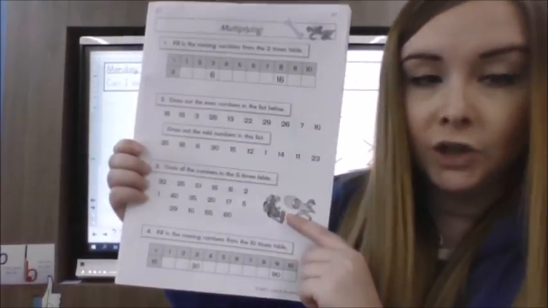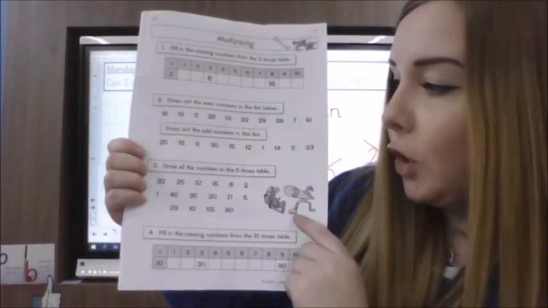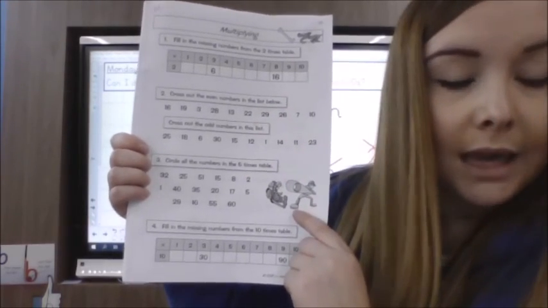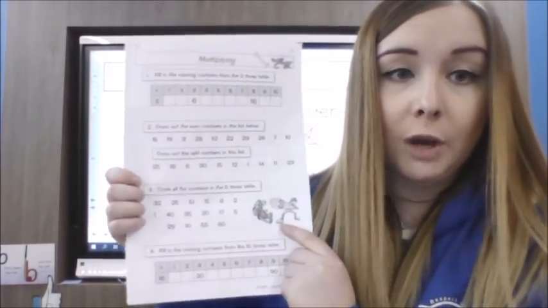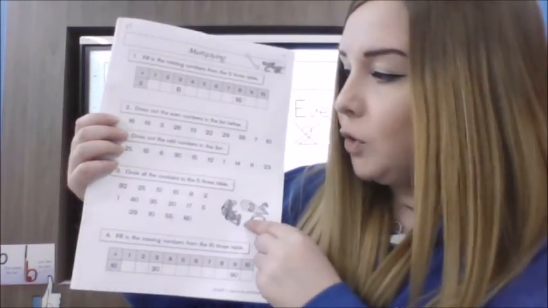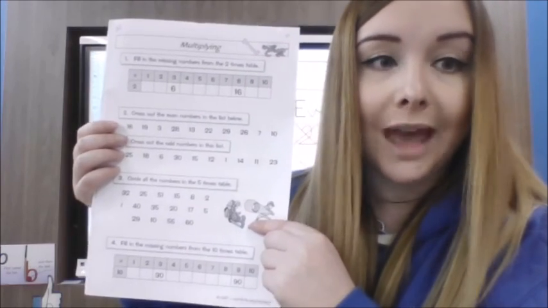Okay, and this final question then is asking you to circle all the numbers in the 5 times tables. Now we've counted in 5s lots today. Shall we have one more go just before we finish? Okay, 5, 10, 15, 20, 25, 30, 35, 40, 45, 50, 55, 60. So if any of those numbers are in your 5s, you're going to circle them.